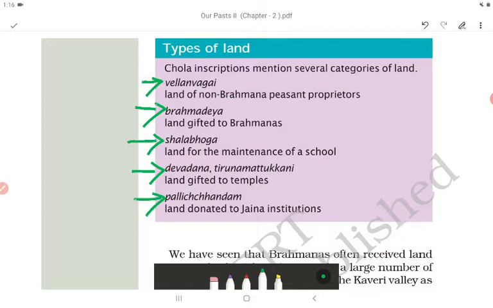Chola inscriptions mention several categories of land. Number 1, Velan Vagai, land of non-Brahmana peasant proprietors. Number 2, Brahmadeya, land gifted to Brahmanas. Number 3, Shala Bhoga, land for the maintenance of a school. Then Devadana, Tirunamattukani, land gifted to temples. Then Palichandam, land donated to Jain institutions.